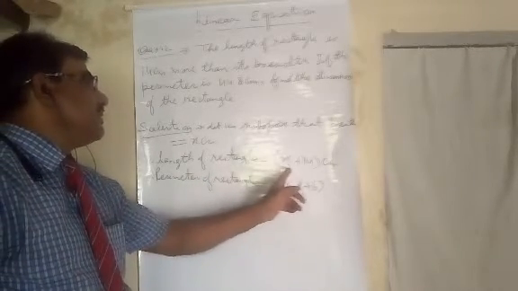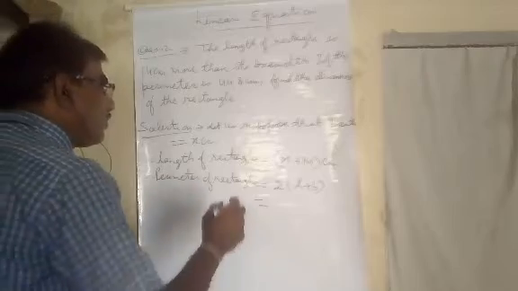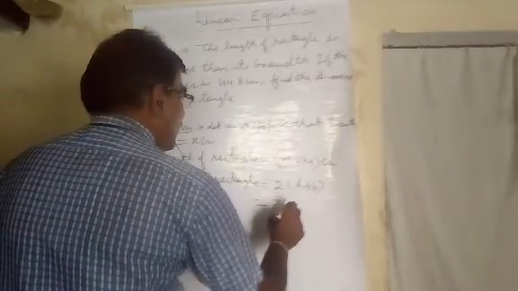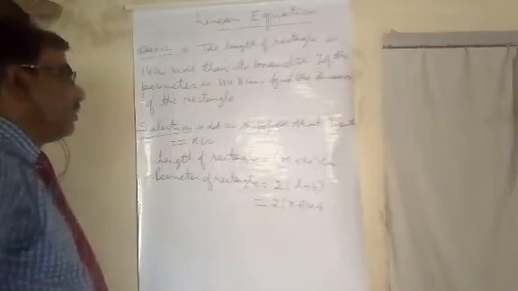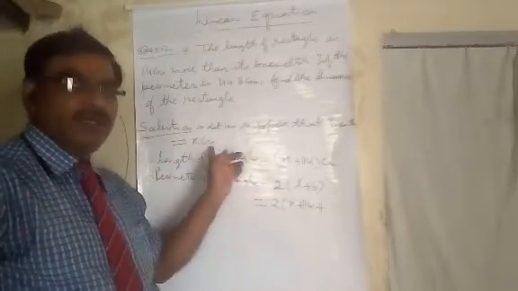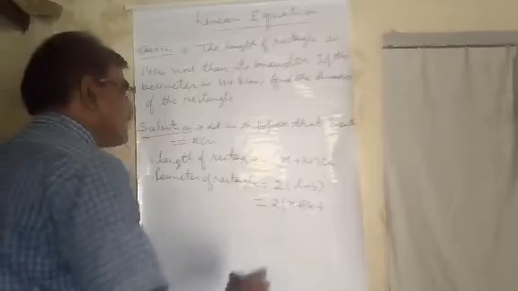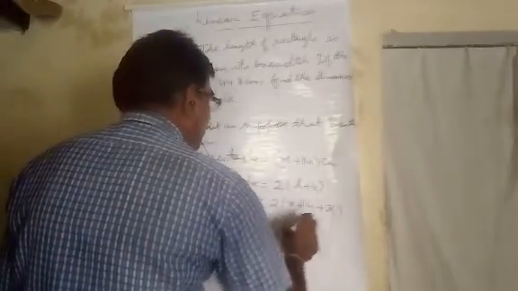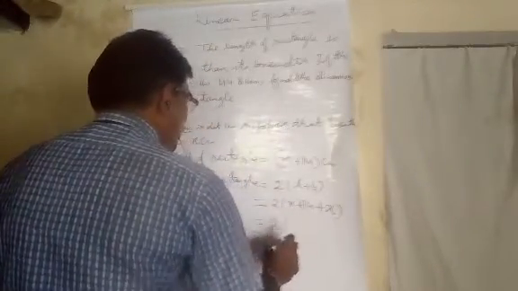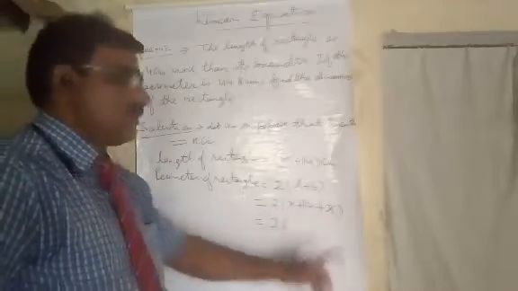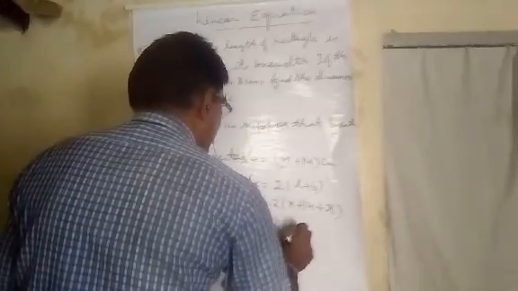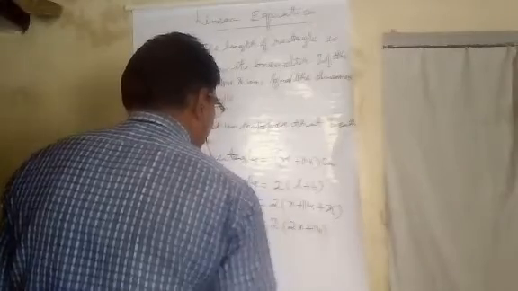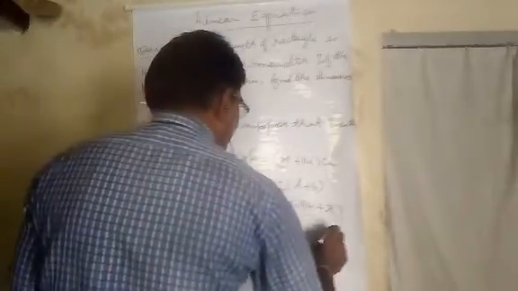Length of rectangle is x plus 14. Therefore, it will be 2x plus 14 plus... The value of breadth is x centimeter. Therefore, x plus 14 plus x, add x plus x, it will be 2x. Then it will be 2x plus 14 centimeter.